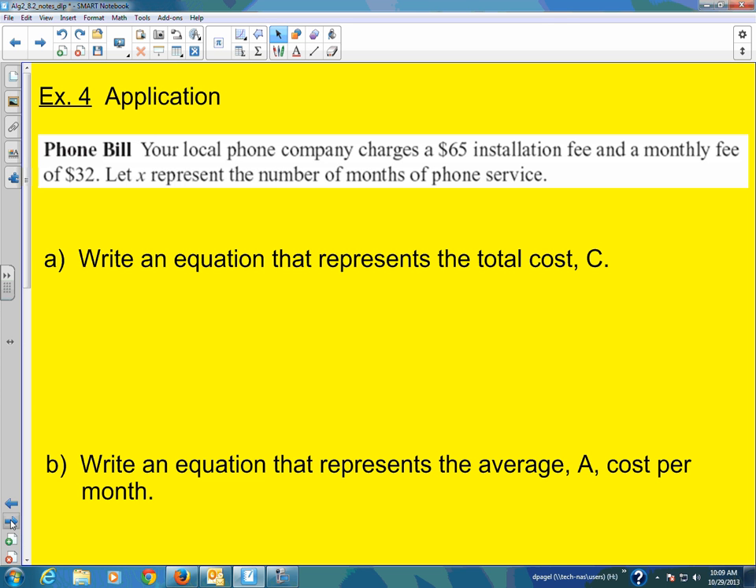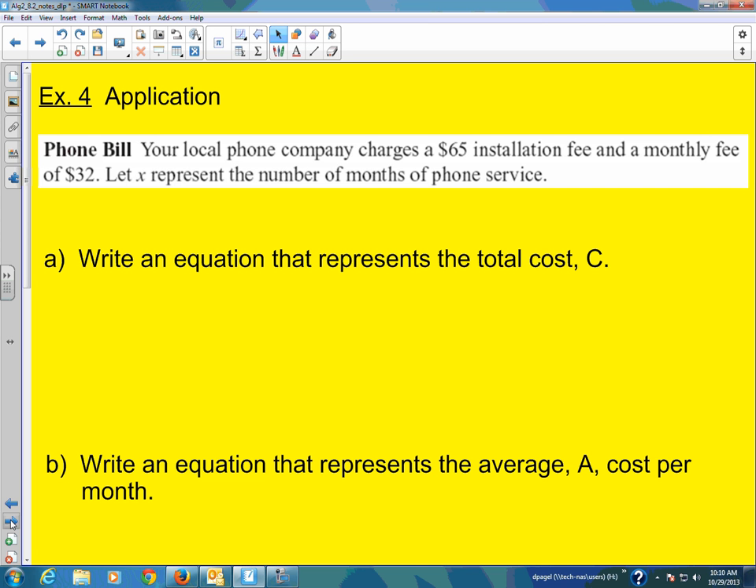So here's some application to where we might find some rational equations, rational functions at work. We've got our phone bill. Company charges us $65 for installation and then a monthly fee of $32. And we're letting X represent the number of months of our phone service. And our first two parts here ask us to write equations. One of those equations is a total cost. This would be how much I'm going to pay for the life of my phone service. And then the next equation asks us for an average cost on a monthly basis.